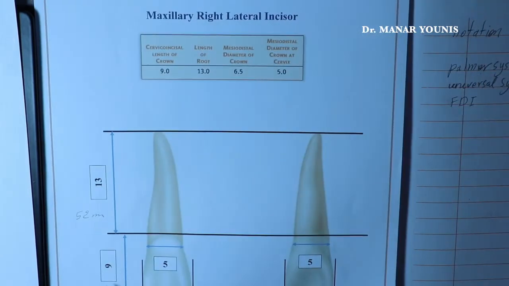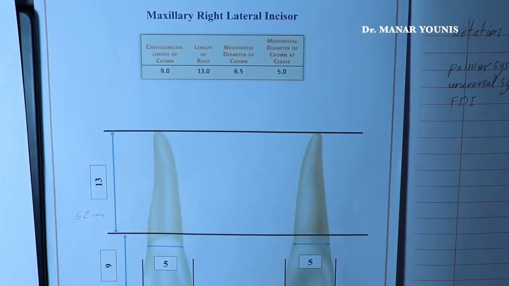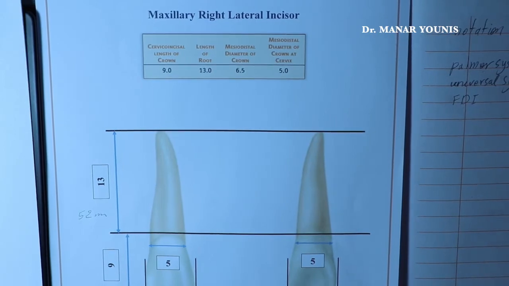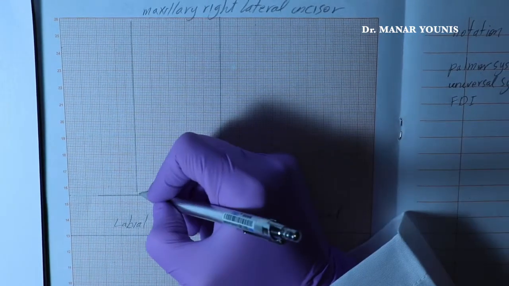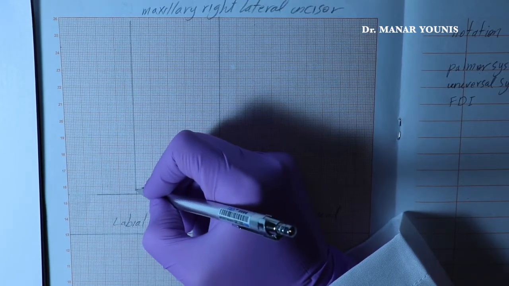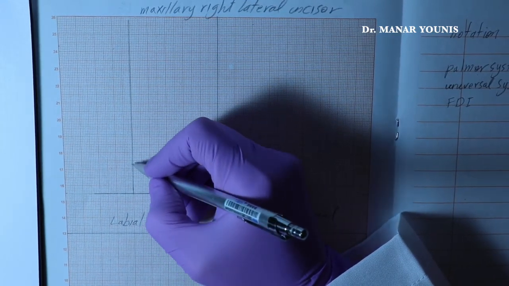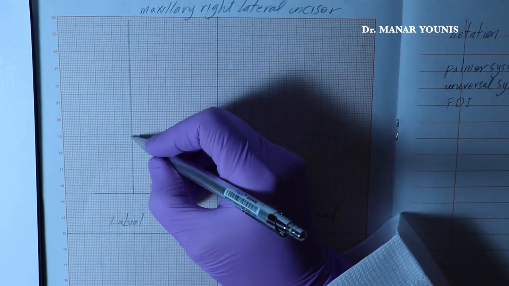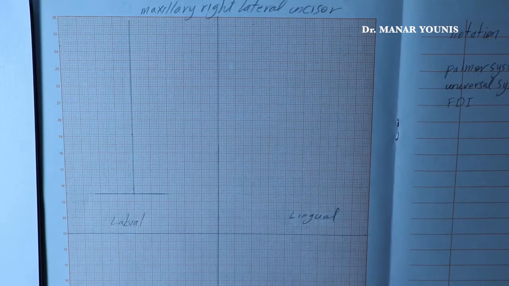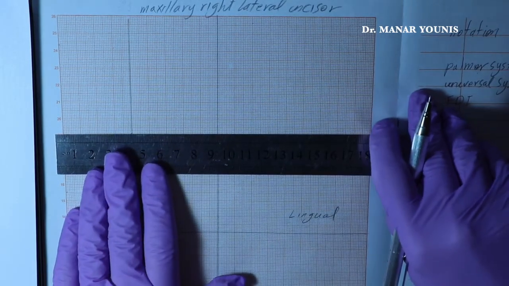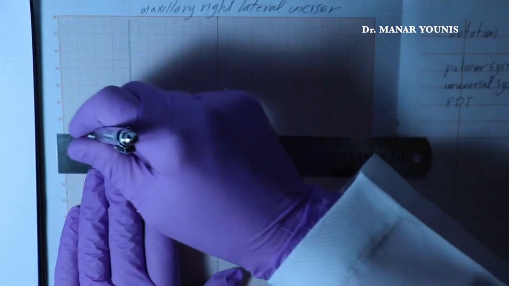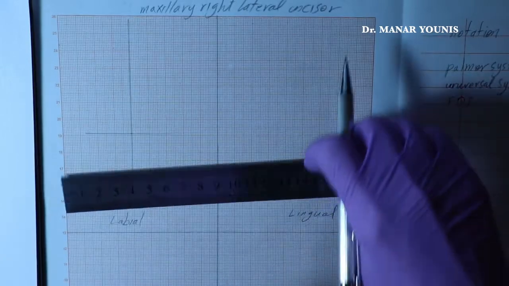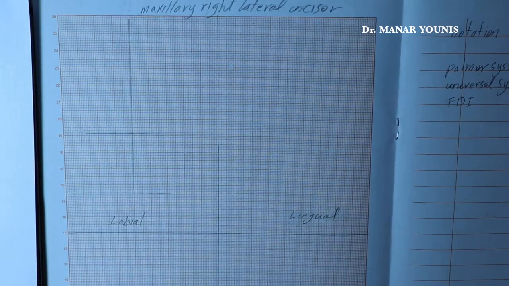The crown length is 9 mm, multiplied by 4 equals 36 mm. I will measure from this line up 36 millimeters. This is 10, 20, 30, and this is 36. I put a mark and draw a second line parallel to the first line. This will represent the line that passes through the cervical area.